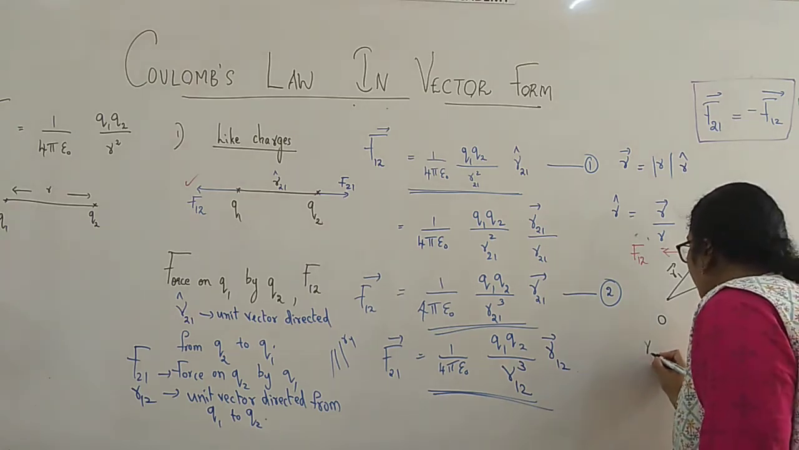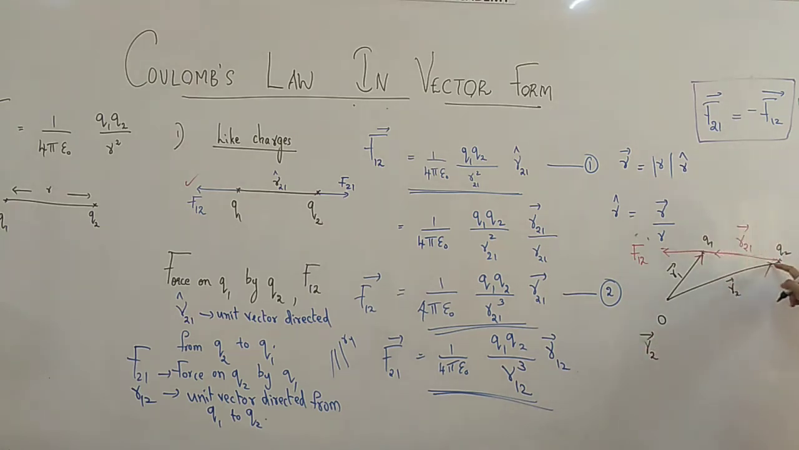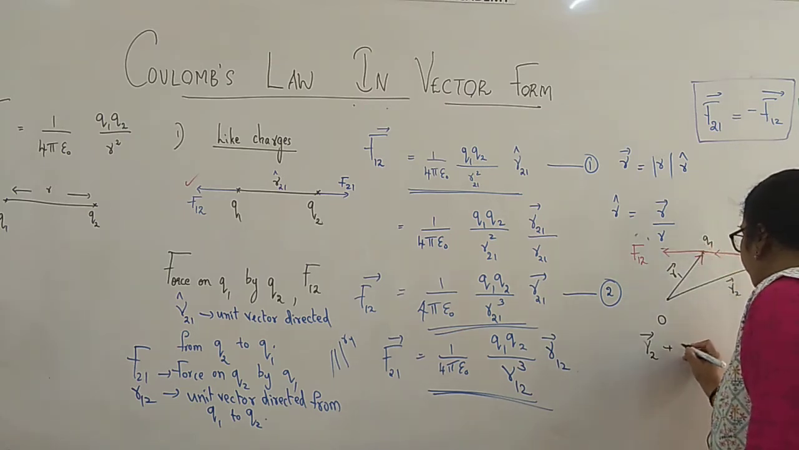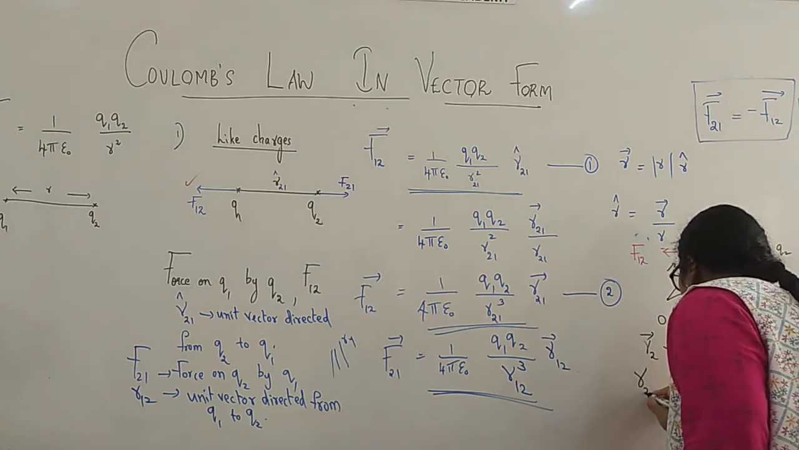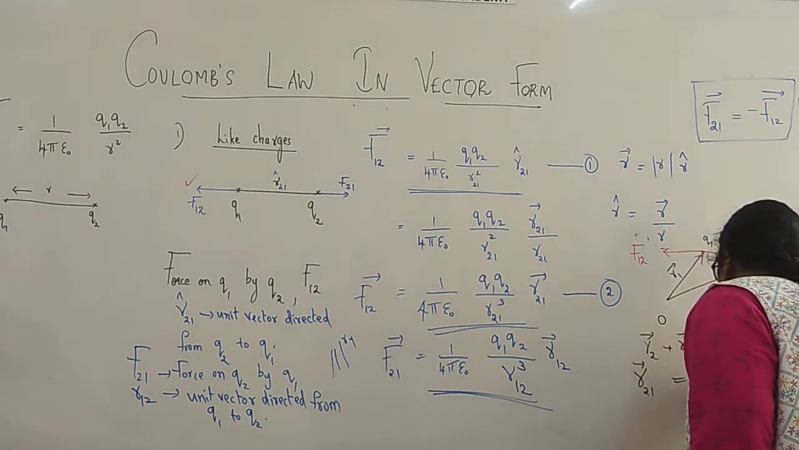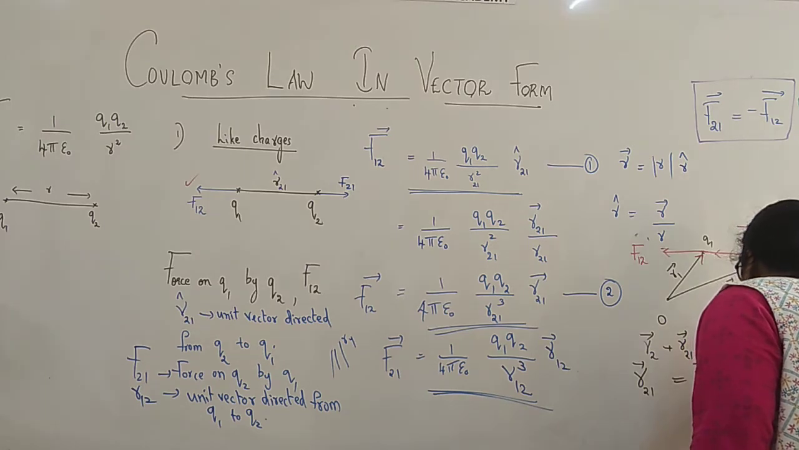So R2 plus R21 is equal to R1, the third side taken in the reverse order. These two sides are in order, and the third side is in reverse order. So R2 plus R21 is equal to R1. From this equation you can calculate R21, which is equal to R1 minus R2.